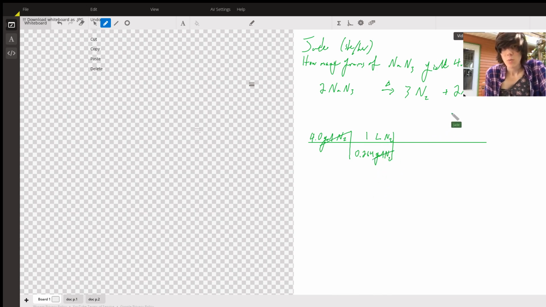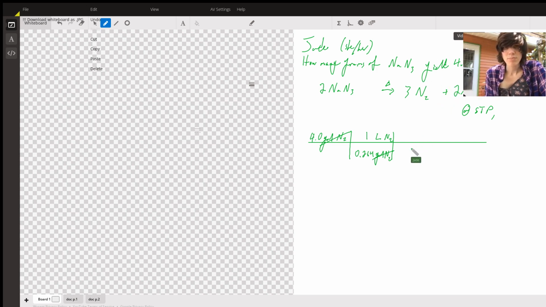What's the next thing? Well, at standard temperature and pressure, which your question doesn't give you any specifics about, so we're going to assume standard temperature and pressure. If not, you would use your PV equals nRT equation, with the volume, temperature, and pressure, to find the number of moles.